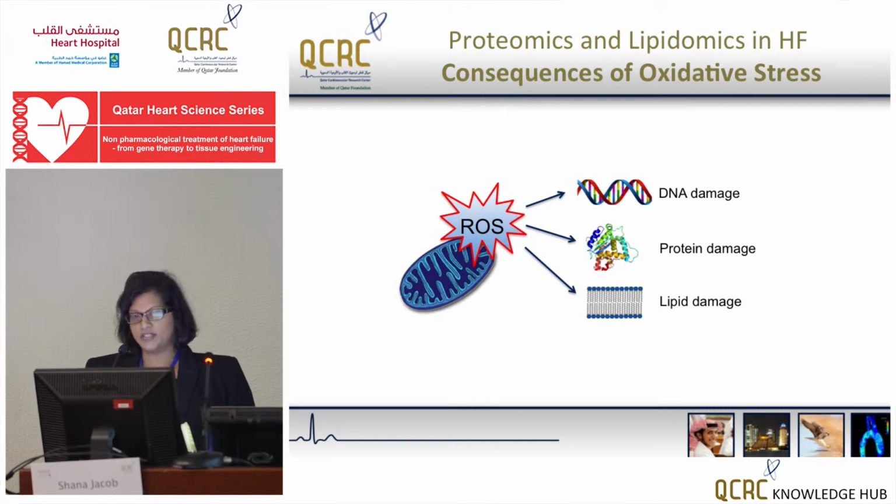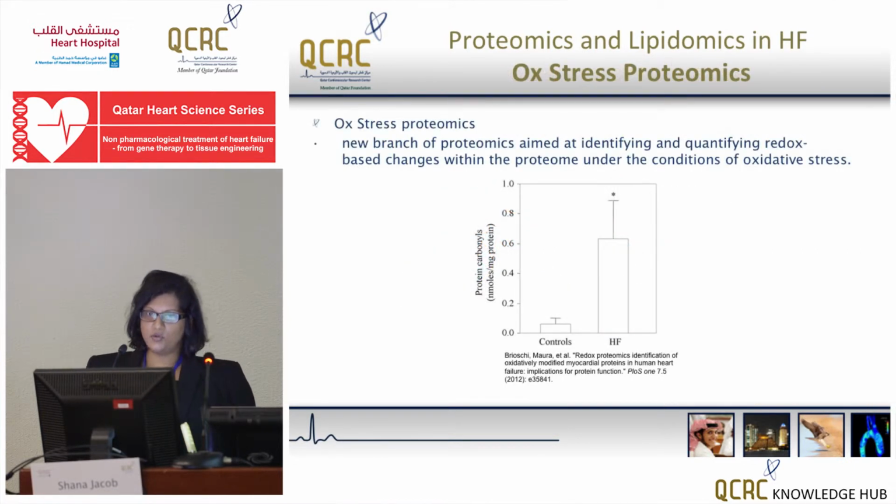Well, we can't measure reactive oxygen species because they have a very short half-life and they react with everything. And so in the process of extracting them, we will not have the oxygen species as they are, which means that we then need to measure the protein and lipid damage that comes from having had these reactive oxygen species present. So one of the new areas of proteomics is called Stress Proteomics. It aims to identify and quantify redox-based changes within the proteome under conditions of oxidative stress.